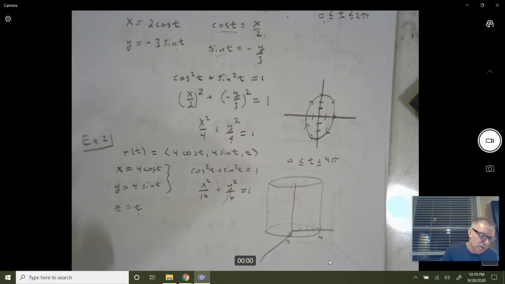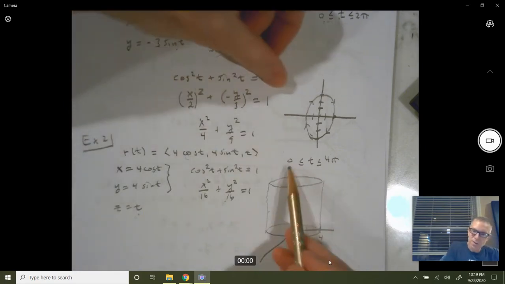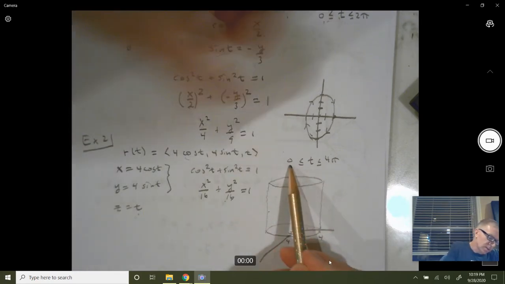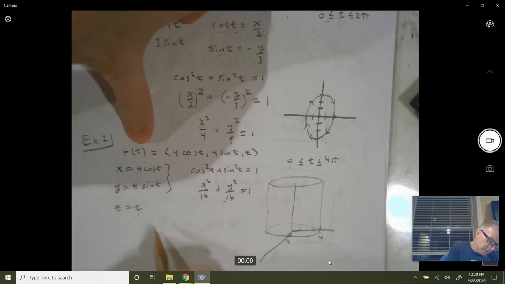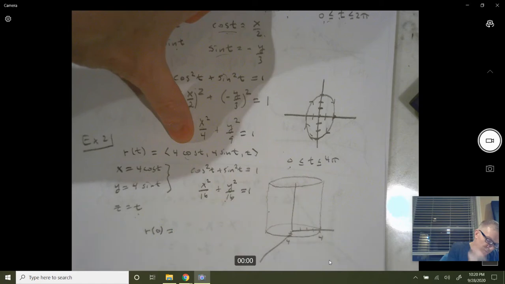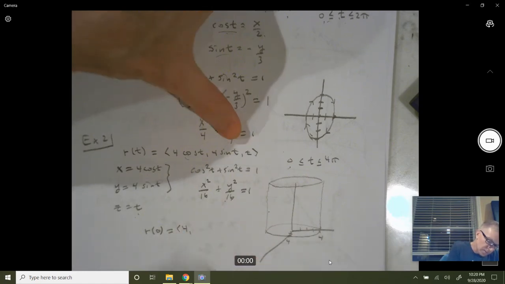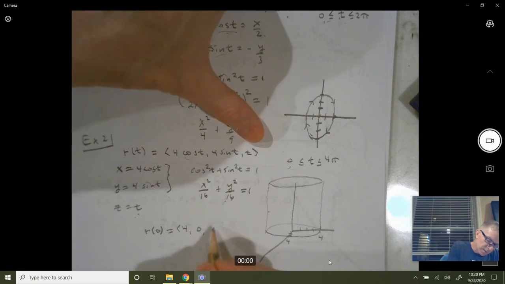Okay, now where does our curve start? Well, we start with t is 0. When t is 0, we could say r of 0 is equal to 4 times cosine of 0, which is 4, 4 sine of 0, which is 0, and then 0. So our vector would get us to the point (4, 0, 0). So we're starting right here.